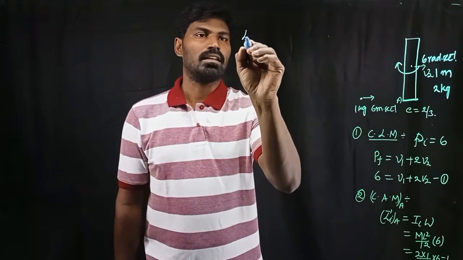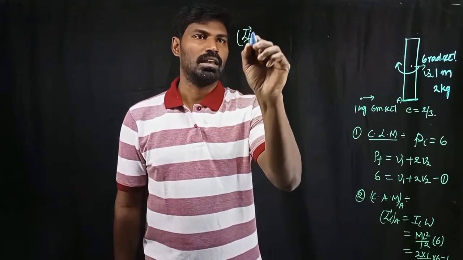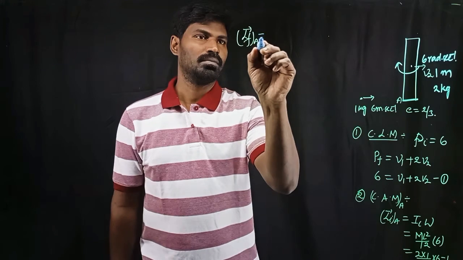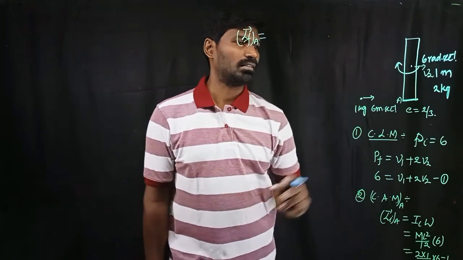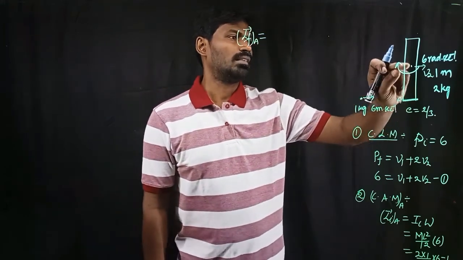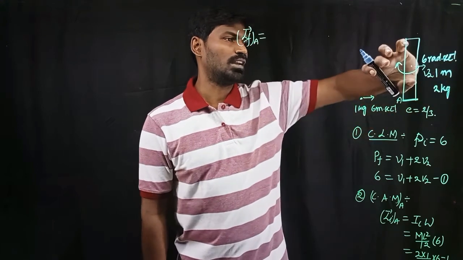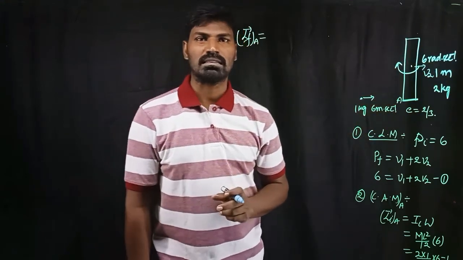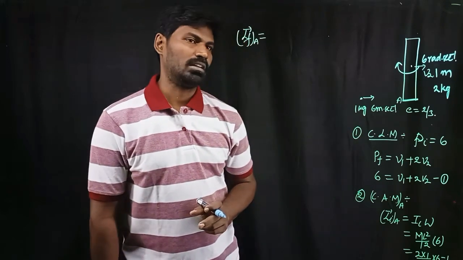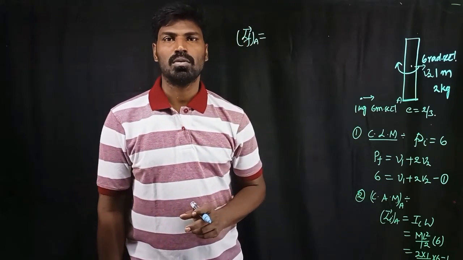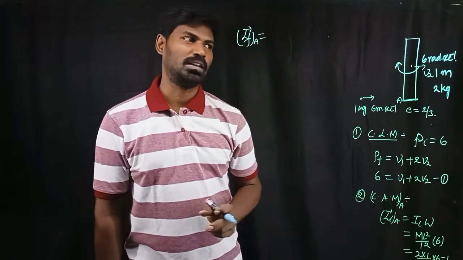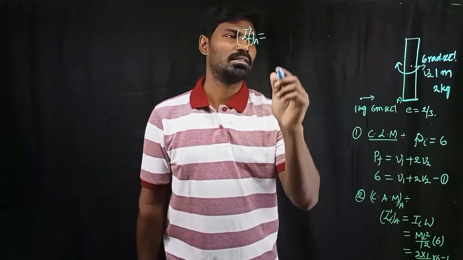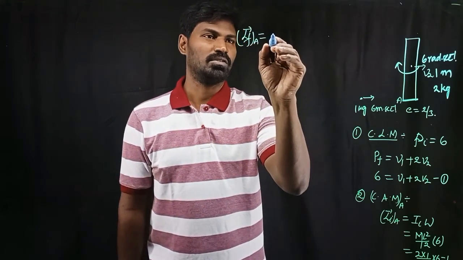Next, I am calculating the final angular momentum of the system about A. After the collision, the center of mass is undergoing translatory motion and the rod is also rotating, because of which it will have both translatory and rotatory motion. In this case, it will have both orbital angular momentum and spin angular momentum. Spin angular momentum is I center of mass into omega.